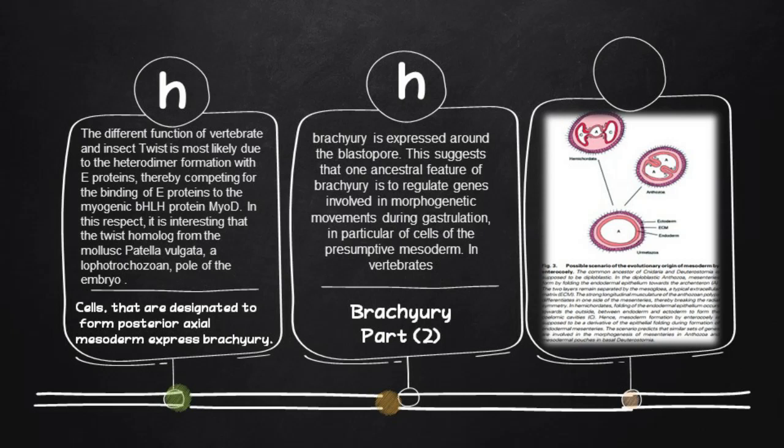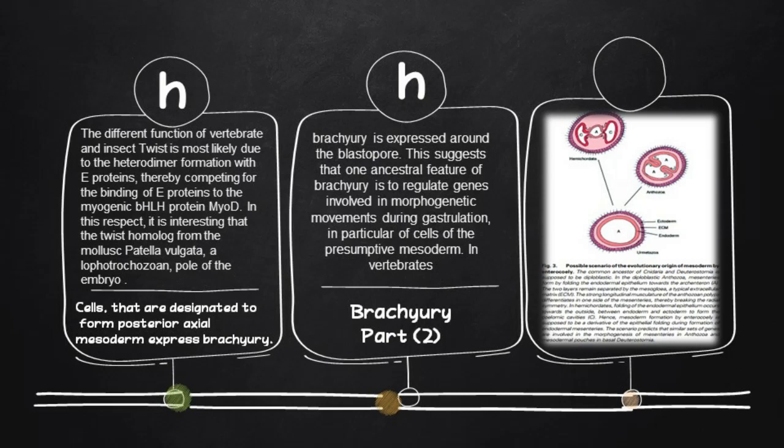Brachyury part 2. Brachyury is expressed around the blastopore. And before, we said brachyury has played a crucial role in convergent extension movement. This function suggests that one ancestral function of brachyury is to regulate genes involved in morphogenetic movement during gastrulation, in particular of the cells that are preserved as mesoderm in vertebrates.